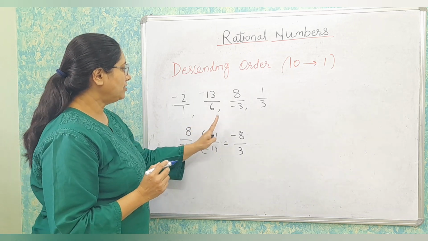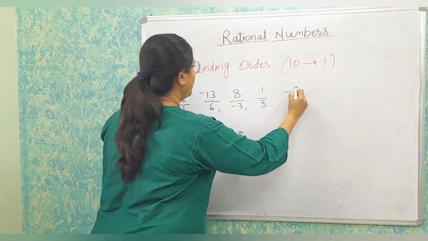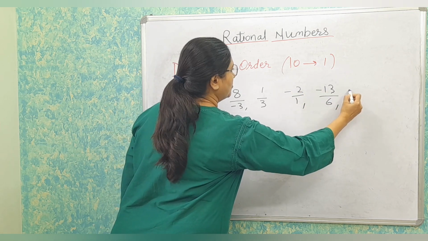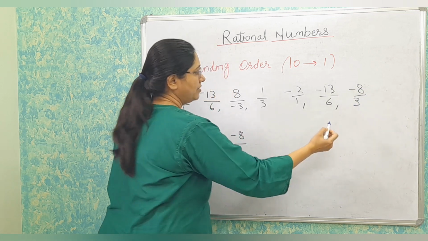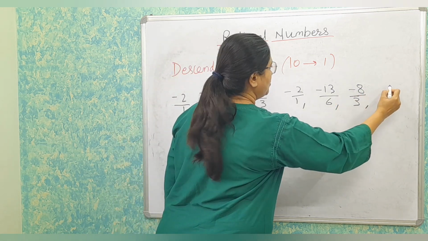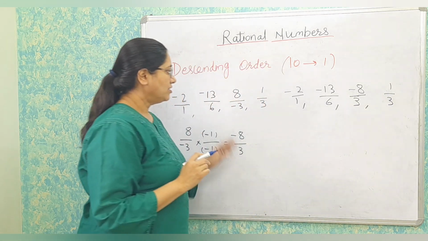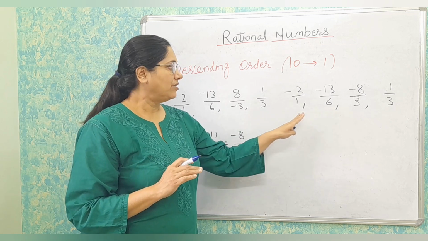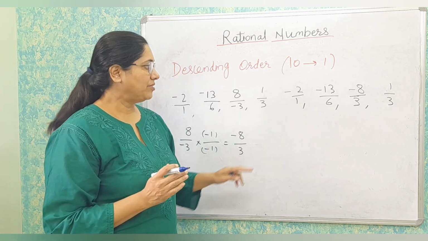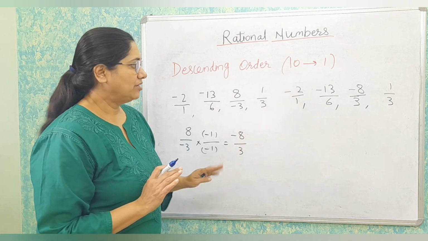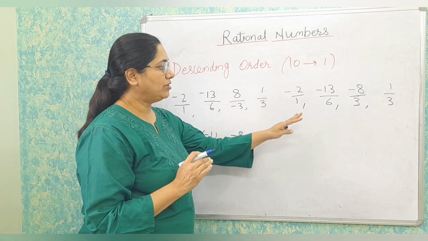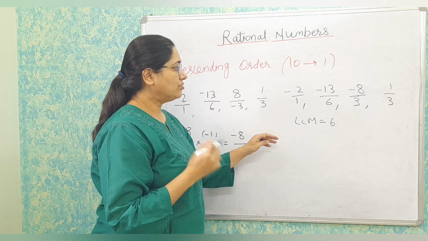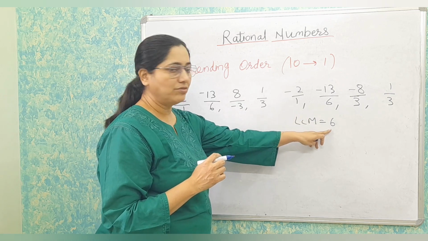So now all our rational numbers will become -2 upon 1, -13 upon 6, -8 upon 3, and the last one 1 upon 3. So first condition is fulfilled, but now we have to fulfill the second condition. All the denominators should be the same, but all the denominators are different. So first I have to take the LCM of all the denominators, and that is 6. So now I will change all the denominators to 6.